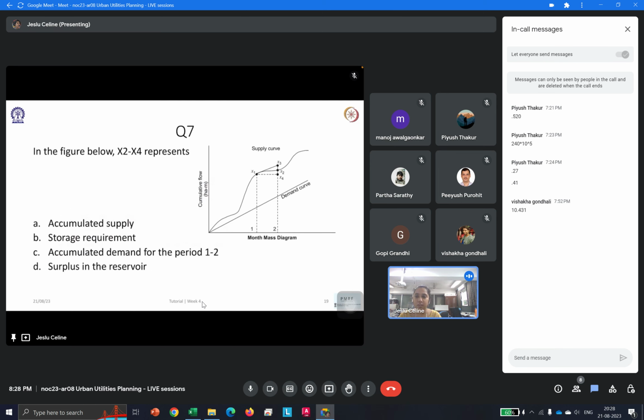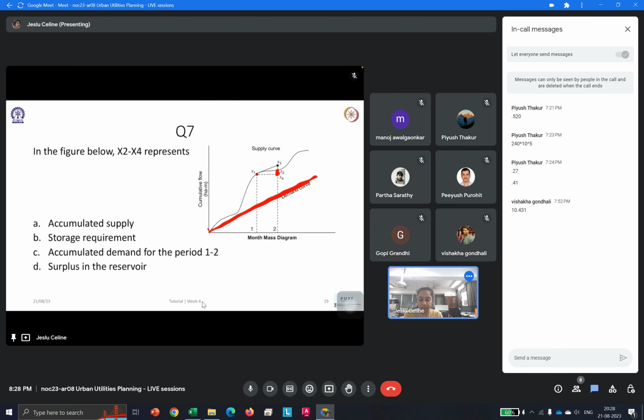In the figure given below, x2, x4, what do x2 and x4 represent? So we have the demand line, which is the straight line. In the previous one which we worked, the demand line was fluctuating and the supply was changing. But here the demand is a straight line and the supply is fluctuating. So this is supply. x2 to x4 means from this point to this point.